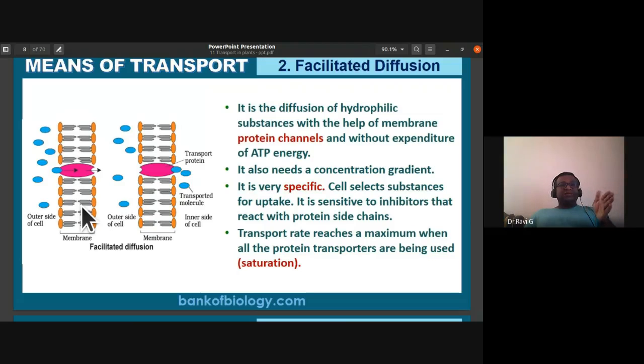So it reaches a maximum. The rate of facilitated diffusion will be maximum. So it reaches a saturation point. Beyond that, they cannot undergo any more facilitated diffusion. So that is what the sentence states. Transport rate or the facilitated diffusion rate reaches a maximum when all the protein transporters on the cell membrane are being used. So they undergo saturation.